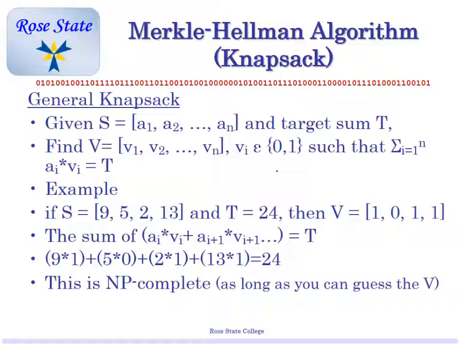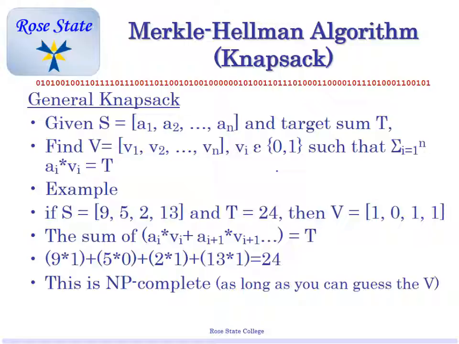So the simple knapsack is 9, 5, 2, and 13. Our target sum is 24. Then V becomes 1011. In other words, 9 times 1 plus 5 times 0 plus 2 times 1 plus 13 times 1. So 9 times 1 is 9. 5 times 0 is 0, so we've got 9 so far. 2 times 1 is 2, so 9 plus 2 is 11. 13 times 1 is 13. So 11 plus 13 is 24. Easy enough? Simple to do. So this is NP-complete as long as we can guess V, which in this case was quite easy to do. Small enough, but we can make it more difficult as well.